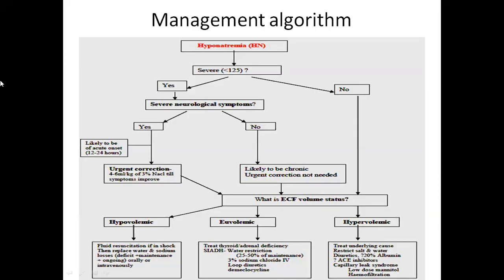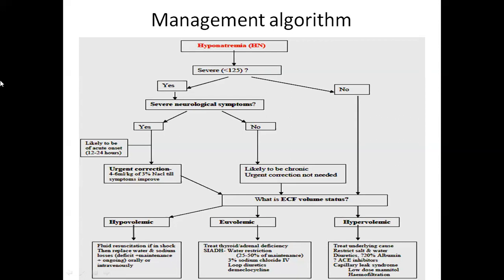So, the management algorithm. The first thing is hyponatremia. Just look at the sodium value, whether the child has very low sodium, less than 120, or the child is having symptoms. If the child is having symptoms, then you need to correct it rapidly. You need to give 3 to 5 or 4 to 6 ml per kg of 3% NS till the symptoms improve.